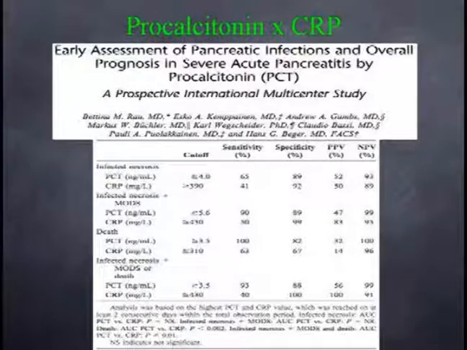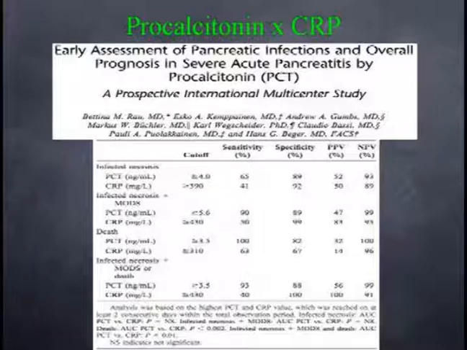And this is what the data shows in detail. So you have sensitivity, specificity, positive predictive value, and negative predictive value. If you have infected necrosis, sensitivity is 65% compared to 41% when you use C-reactive protein. Now, if you have infected necrosis plus multiple organ dysfunction syndrome, and you use a cutoff of 5.6 for procalcitonin and 430 for CRP, you see the sensitivity is 90% in favor of procalcitonin compared to 50% for CRP. And if you look at death as a predictor, procalcitonin has a 100% sensitivity when you use a cutoff of 3.5 or above compared to 63% with C-reactive protein.